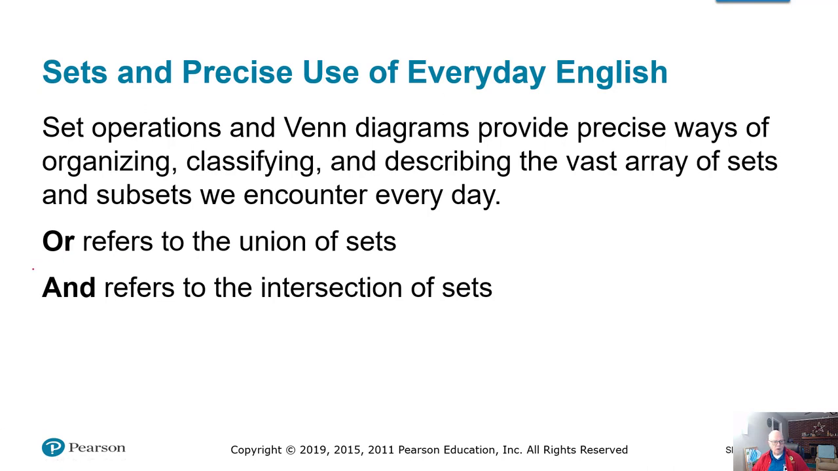As I mentioned before, OR refers to union, and AND refers to the intersection of sets.